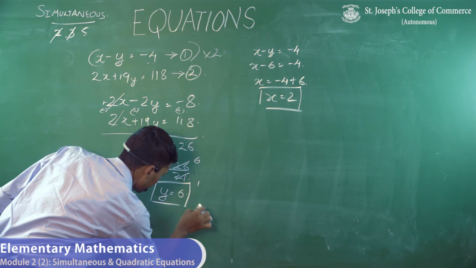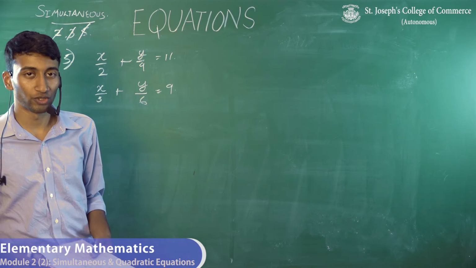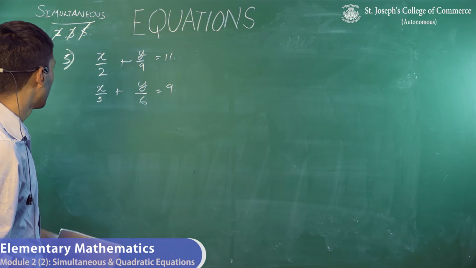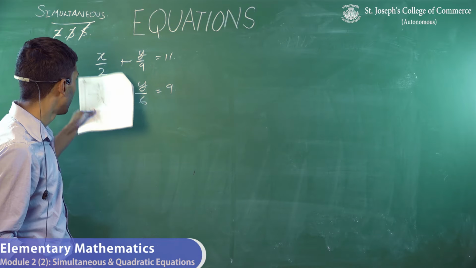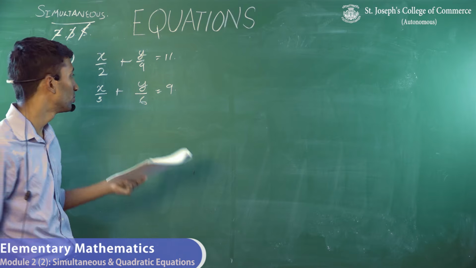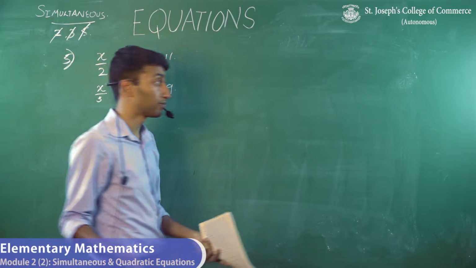So you get x and y as your answers. Okay, so we would be solving the fifth sum under simultaneous equations. In this case, since you have fractions, what you do is take the LCM. That would make it much easier.